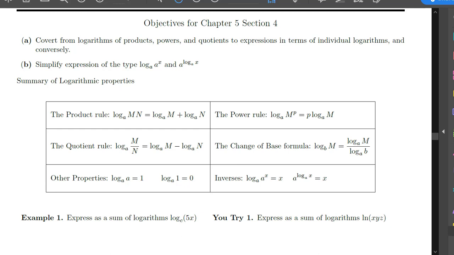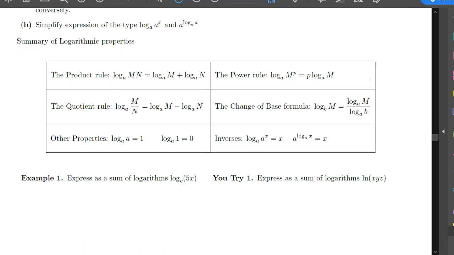In this section, we're going to be continuing to talk about logarithms. We're going to talk about the properties of logarithms. We have two objectives. We want to (a) convert logarithms of products, powers, and quotients to expressions in terms of individual logarithms and conversely, and (b) simplify expressions of the form log base a of a to the x and a to the log base a of x.